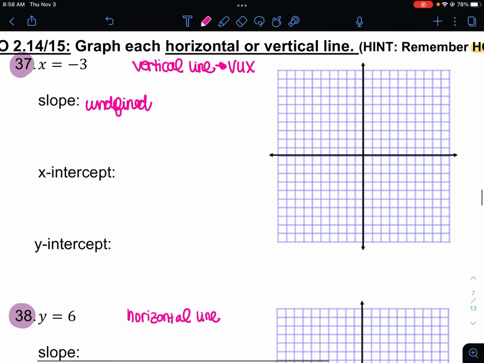It's going to go up and down, and it's going to go through negative 3 on my x-axis. So plot that point at negative 3 where it crosses your x-axis and draw your line. My x-intercept here is going to be at that point, negative 3, comma 0. And it is not going to cross my y-axis, so my y-intercept is none. Do not write 0, 0. 0, 0 is a point, so I do not want you to write 0, 0. It does not pass through that point.